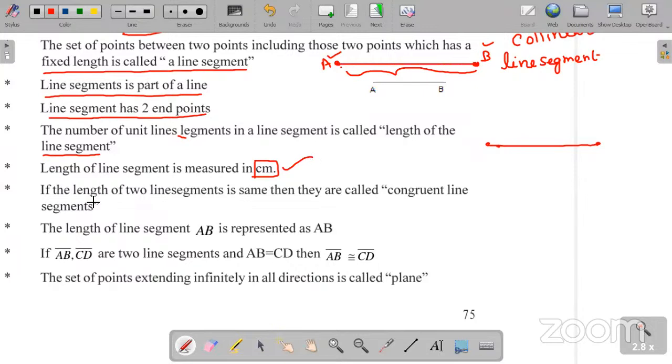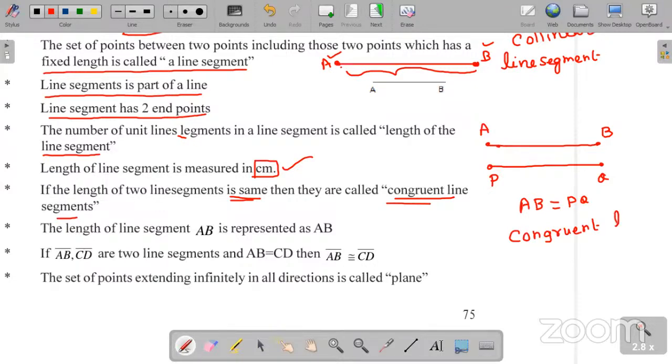If the lengths of two line segments are the same, they are called congruent line segments. For example, you draw a line segment like this. Suppose this line segment is AB and this line segment is PQ. If the length of AB is equal to the length of PQ, then they are called congruent line segments, because their lengths are the same.